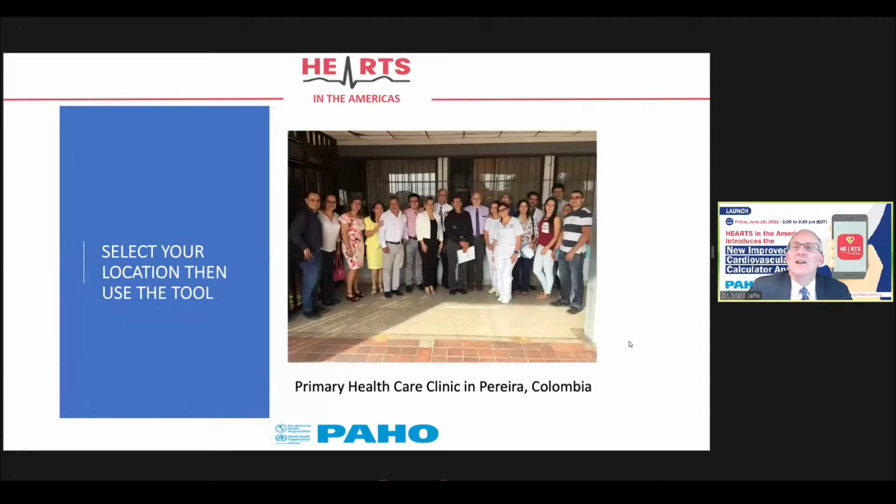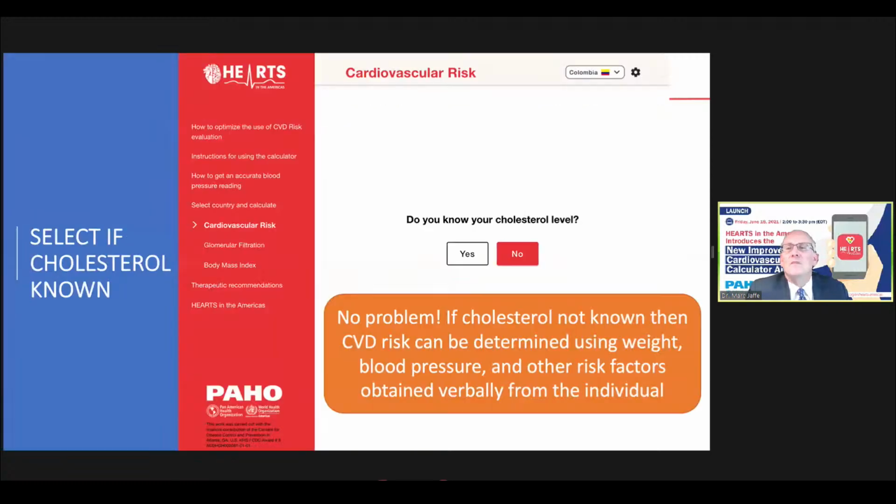So let's take another example here, and let's go to Colombia. And this is a primary care clinic in Pereira, Colombia. We visited a few years ago. And let's go to the next slide. So what we're going to do, I neglected to mention it on the first slide, is we'll go up to the upper right, and you can see the Colombian flag there. And so we're going to select, of course, the country. So we've got to make sure we select the proper country. So that would be Colombia, either by flag or by name.